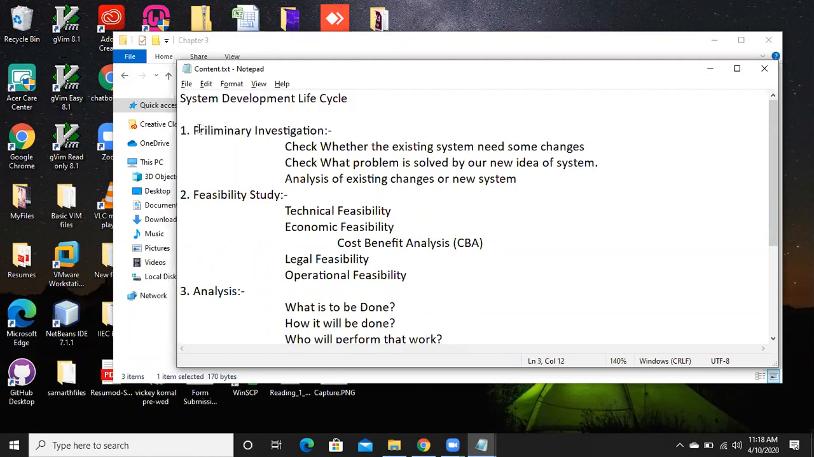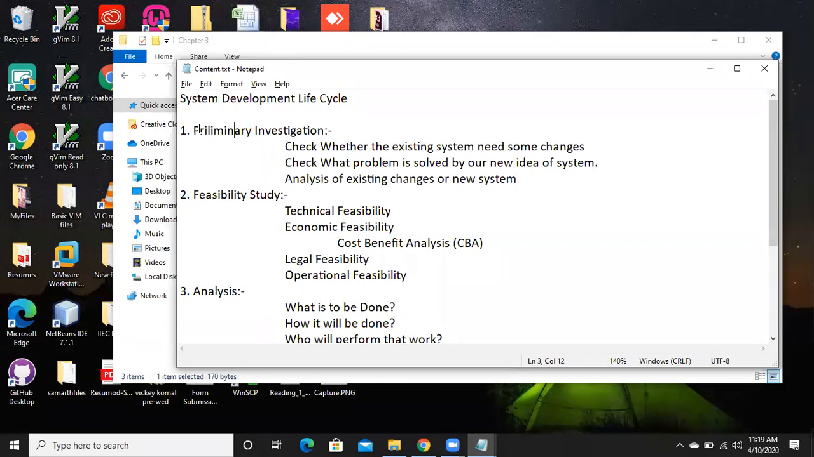First, in order to develop a particular system, we have to decide whether it is necessary to develop that particular system, and what kind of problem is solved by my system, or whether there is any existing system in my organization. The system analyst will do the analysis on that system and will recognize all the problems or all the major changes in that existing system, so that the system analyst can come up with a solution.